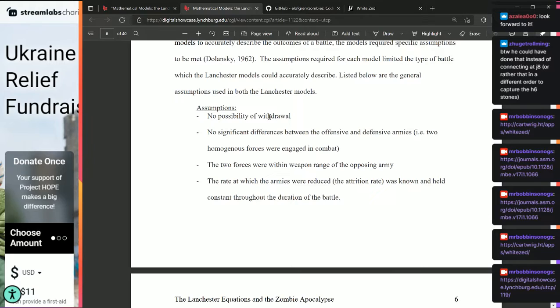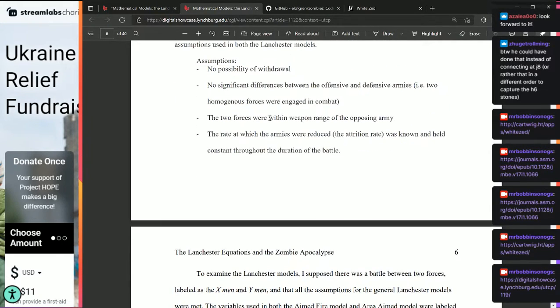No significant differences between the offensive and defensive armies. Homogeneous forces were engaged in combat. That's not good because the zombies are doing melee, and not just melee, but unarmed melee, while humans can use any weapon that humans can use. I mean, they could be doing melee to melee, but I wouldn't suggest it. Hand to hand combat probably sounds like a bad idea. I think they tried that in High School of the Dead in episode 1. Did not work out well. The two forces were within weapons reach of the opposing army, and that also doesn't work out well for zombies. The rates at which the armies were reduced was known and held constant throughout the duration of the battle.